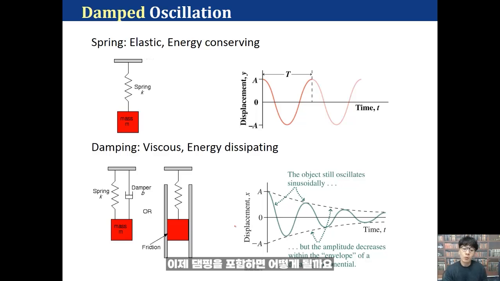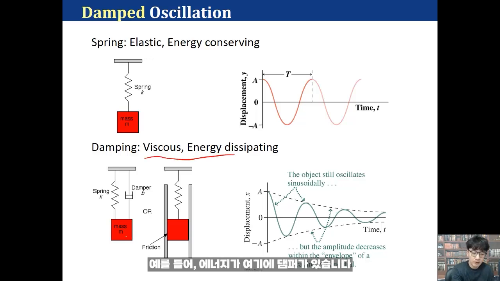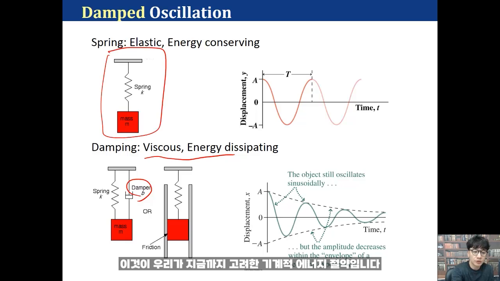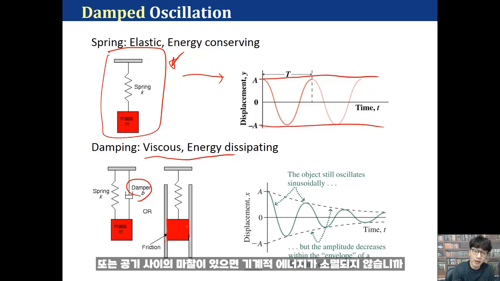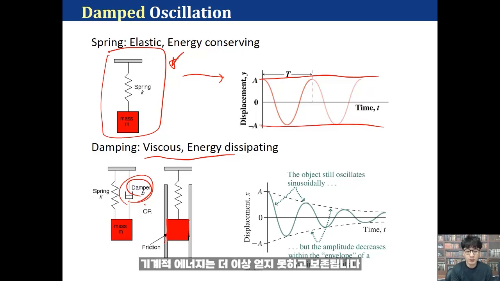Now, what happens if we include damping? Damping is some frictional force. Here's a damper. What we considered so far, mechanical energy is conserved, so the amplitude does not decrease as a function of time. But if we have some friction between the object and the wall, or due to the air, or some other frictional force, then that dissipates mechanical energy, right? Mechanical energy is no longer conserved.